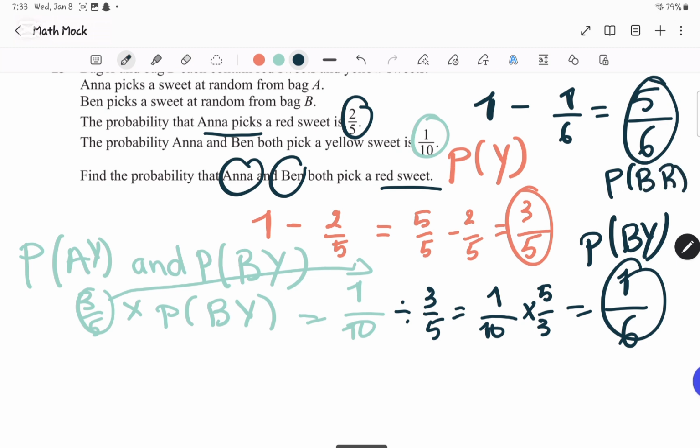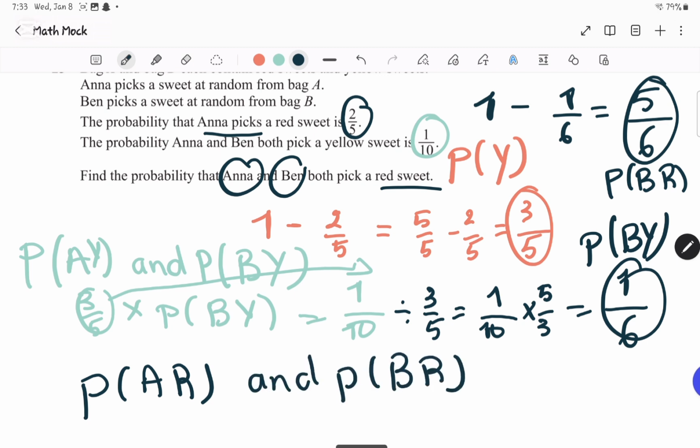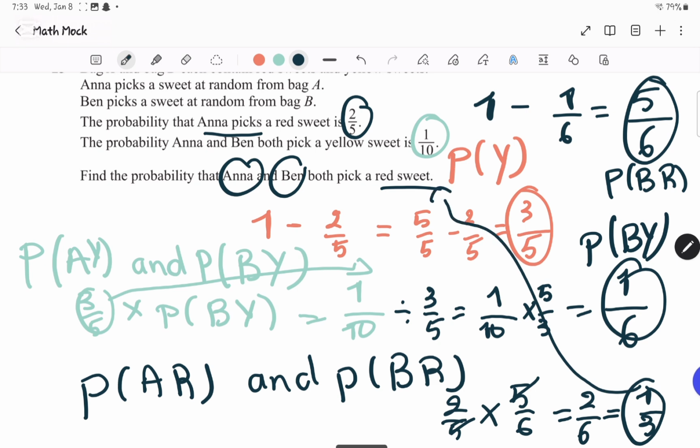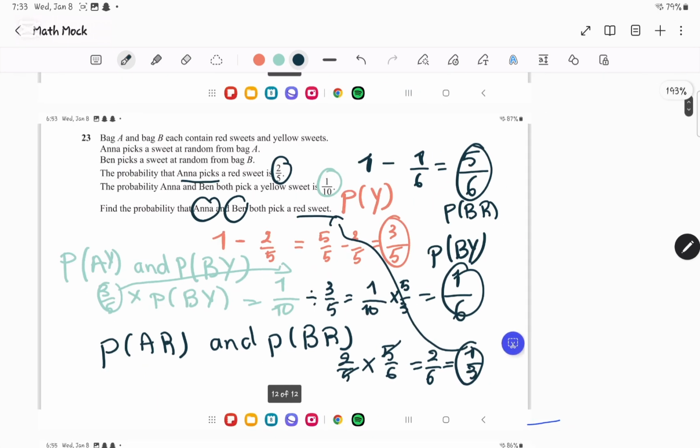So now to find the probability of Anna picking red and the probability of Ben picking red, it's going to be the probability of Anna picking red, which is 2 over 5, multiplied by the probability of Ben picking red, which is 5 over 6. You can cancel this and this, you get 2 over 6, which is equal to 1 over 3. So our answer is 1 over 3.